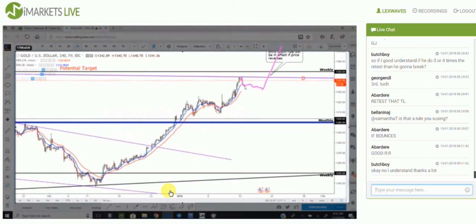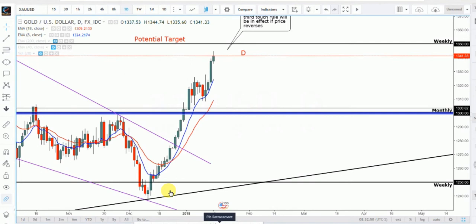All right, very, very good. So that is gold. We covered gold, we covered the euro, we covered the US dollar, yen.